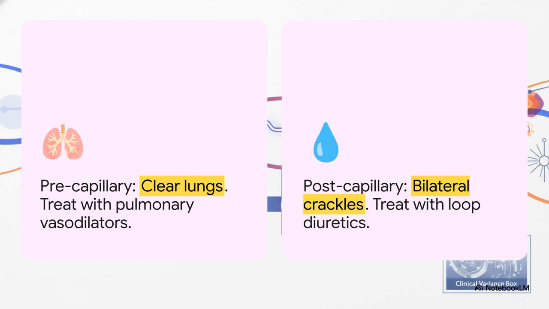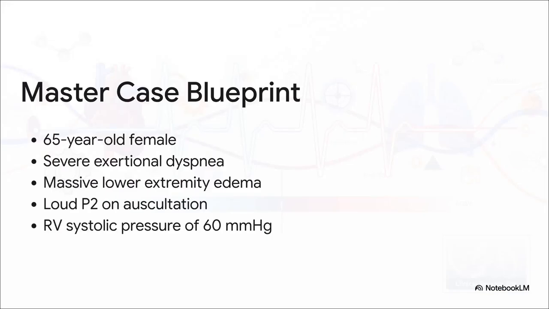Conversely, if a patient presents with right heart failure but also has bilateral basilar crackles, an S3 gallop, and a PCWP of 22, they have postcapillary Group 2 disease. This presentation strictly dictates aggressive loop diuresis to offload the fluid backing up from the left heart. Let's actually put this matrix to the test with our master case assessment.